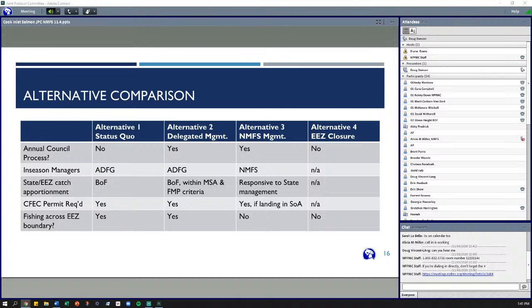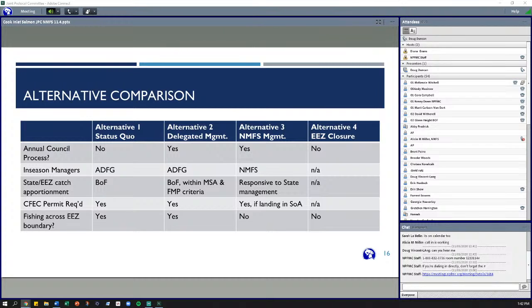Coming to the closing slide of the alternatives, I've attempted to put up a table that characterizes the major elements and what I felt might be particularly relevant to the Joint Protocol Committee. First off, whether or not there's an annual council process. This occurs under both alternatives 2 and 3, like I've talked about. However, certainly there's not an annual council process with respect to Cook Inlet under existing conditions, and there would not be, again, if the Cook Inlet EEZ was closed to commercial fishing.